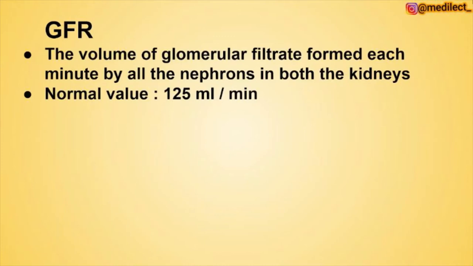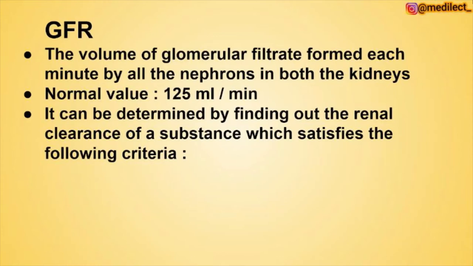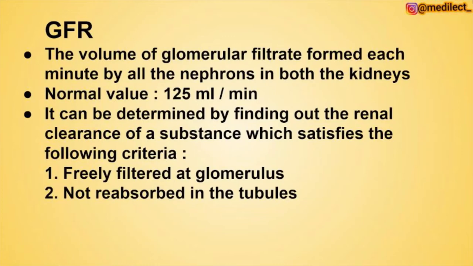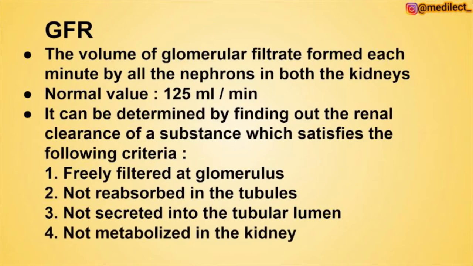The GFR can be determined by finding out the renal clearance of a substance which satisfies the following criteria. So, which are these criteria? Firstly, the substance should be freely filtered at the glomerulus. Also, it should not be reabsorbed in the tubules. It should not be secreted into the tubular lumen. It should not be metabolized in the kidney, and also it should not be toxic.